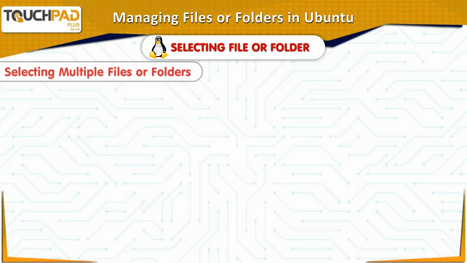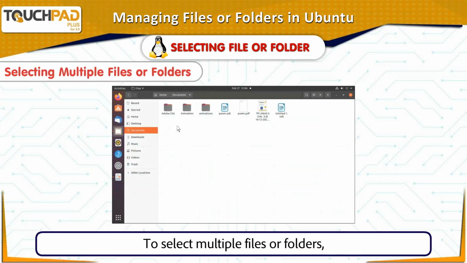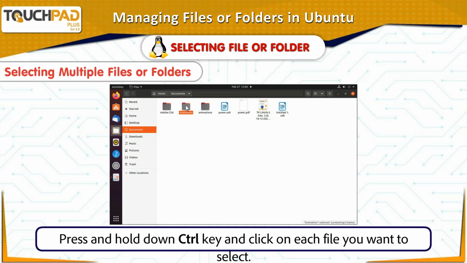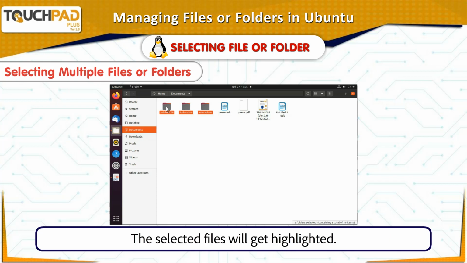Selecting multiple files or folders. To select multiple files or folders, click on the first file you want to select. Press and hold down the Ctrl key and click on each file you want to select. The selected files will get highlighted.